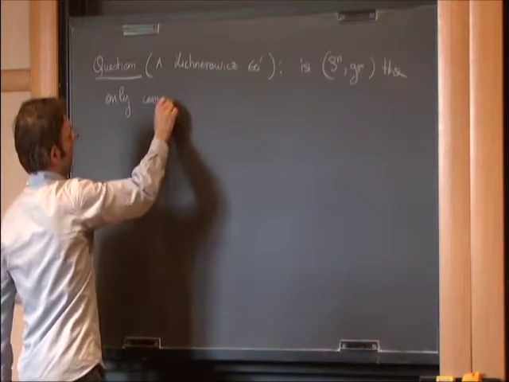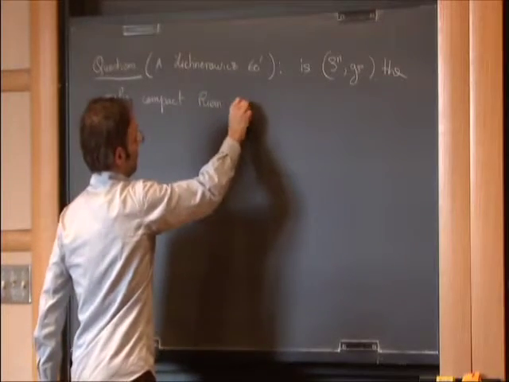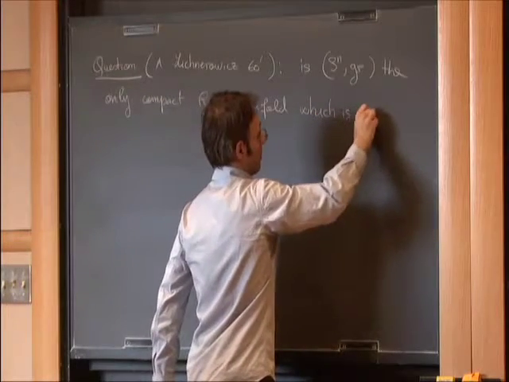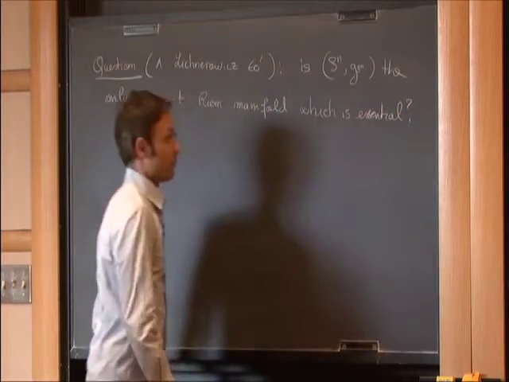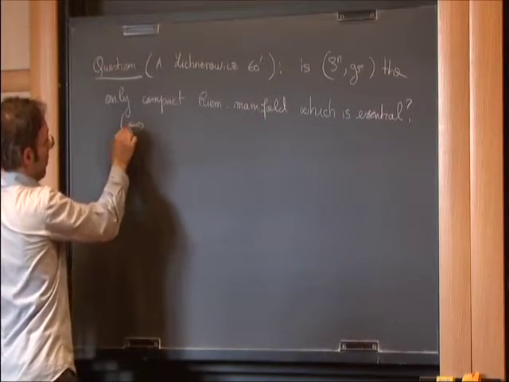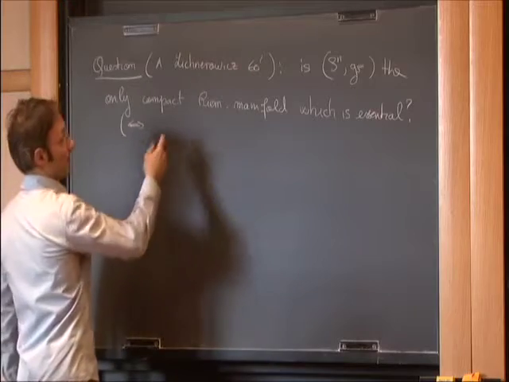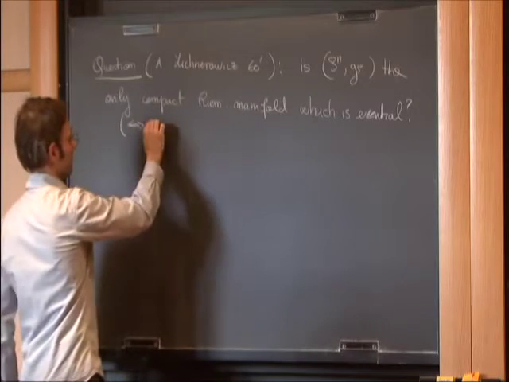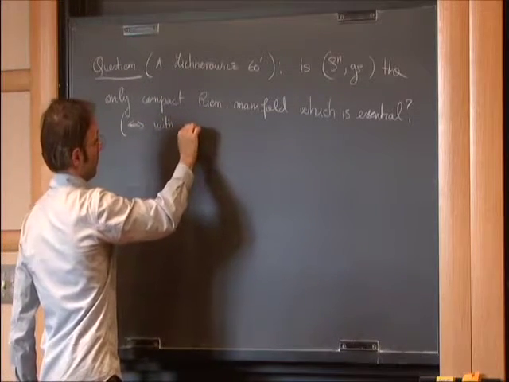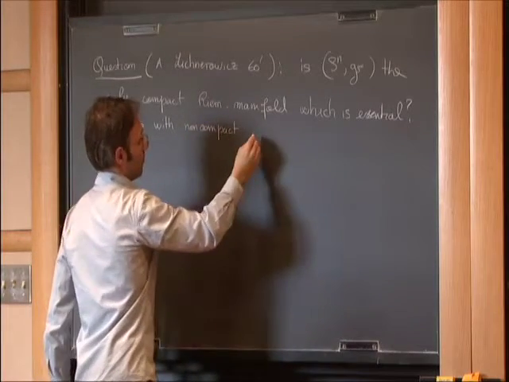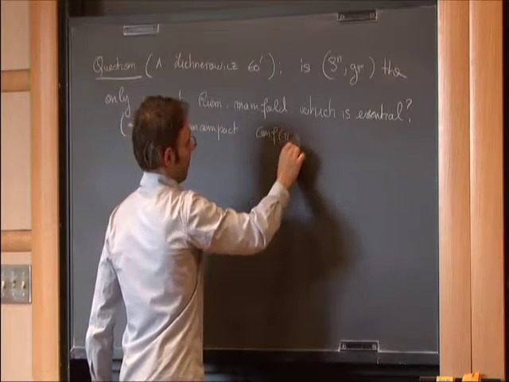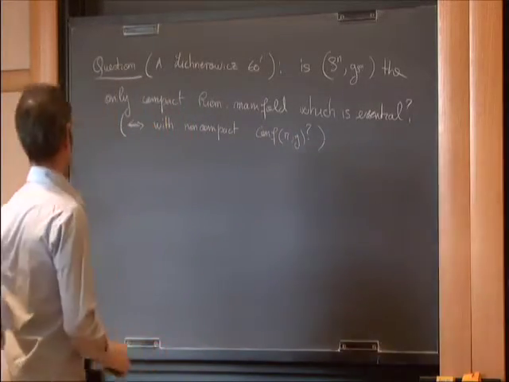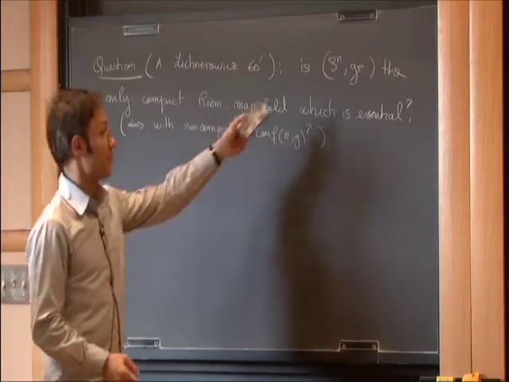compact Riemannian manifold which is essential? Or an equivalent way of raising the question is to ask, is the round sphere the only compact Riemannian manifold with a non-compact conformal group? So the guess was right. There are no others.